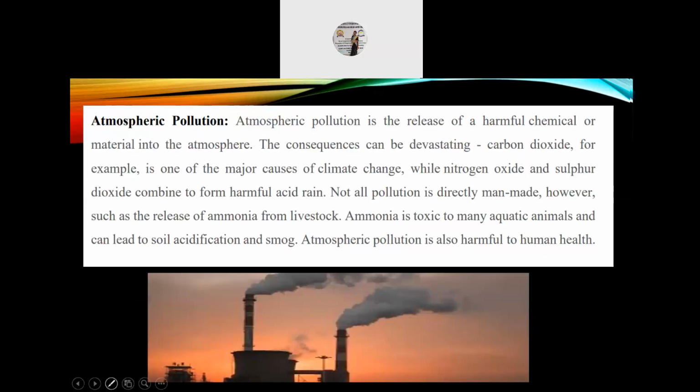So, first one, what is atmospheric pollution? Atmospheric pollution is the release of harmful chemicals and material into the atmosphere. The results or consequences of atmospheric pollution can be devastating.